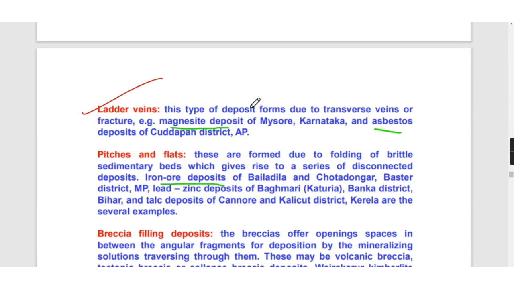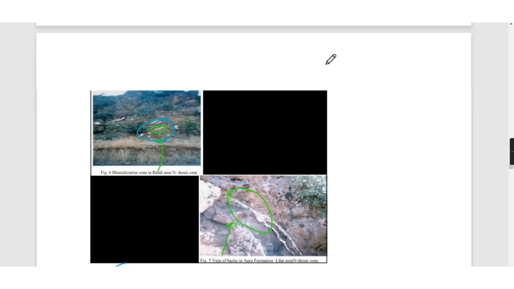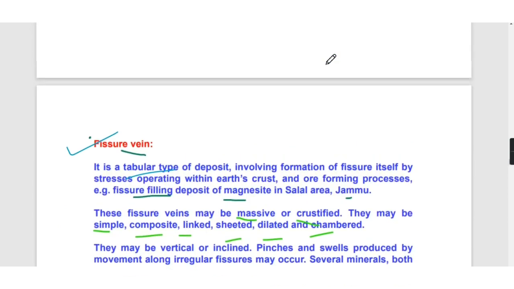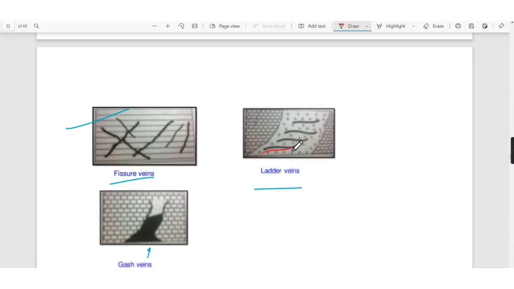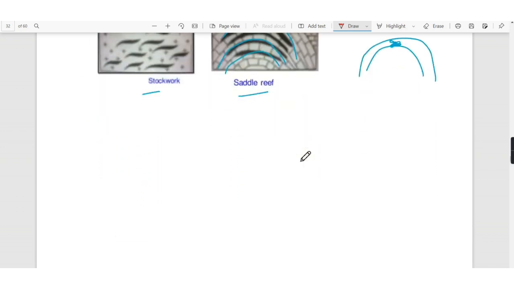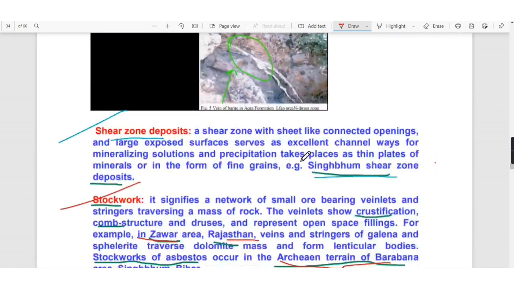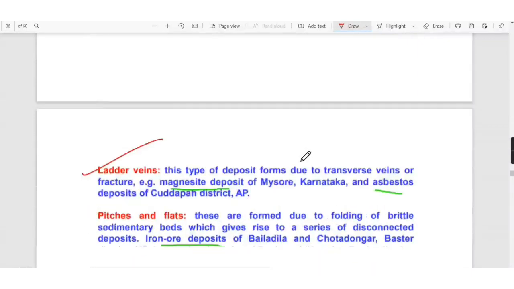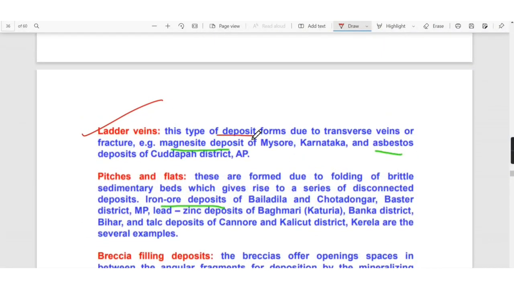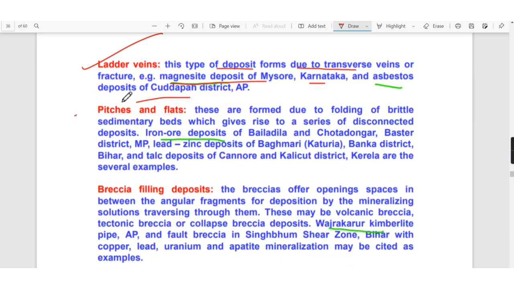Ladder vein, this is a type of deposit formed due to the transfer beams, as you have seen in this diagram. Like in the transverse manner, one above the other. So that is why it is called ladder vein. It means step-like, ladder-like. So this type of deposit is formed due to the transverse veins or fracture, like the magnesite deposit of Mysore, Karnataka, asbestos deposits of Kadapa district. Next is pitches and flats.